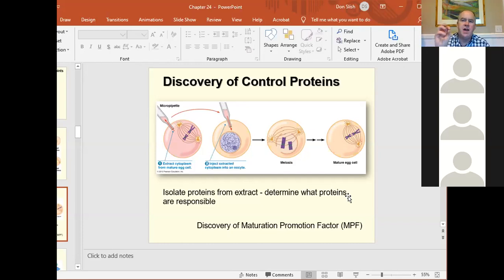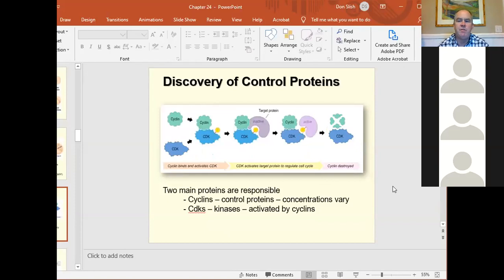So again, this is before they did a whole lot of DNA work. This is probably the 1970s, so there wasn't a lot of DNA work being done yet. So still they don't know what those proteins are. They're just calling them something that causes maturation. All right, then you take those and you take them apart and we figure out what actually is causing maturation.